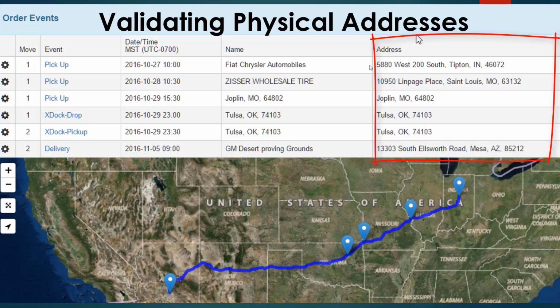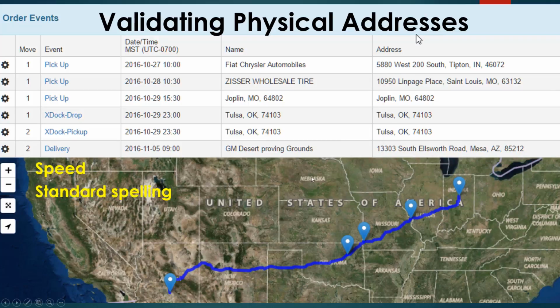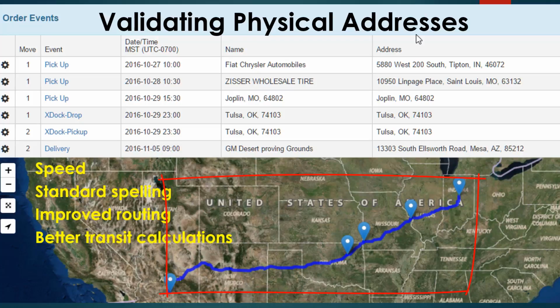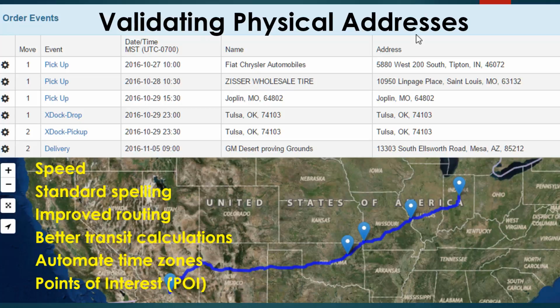In doing so, the TMS can speed up the entry of an address, standardize the spelling of an address, improve the ability to route a vehicle to the exact location of the stop, calculate better travel times by knowing the exact route the vehicle will take, know the time zone of the location, thereby showing stop dates and times in both your time zone and the time zone of the stop, and allow users to store points of interest, or POIs, around a validated location.